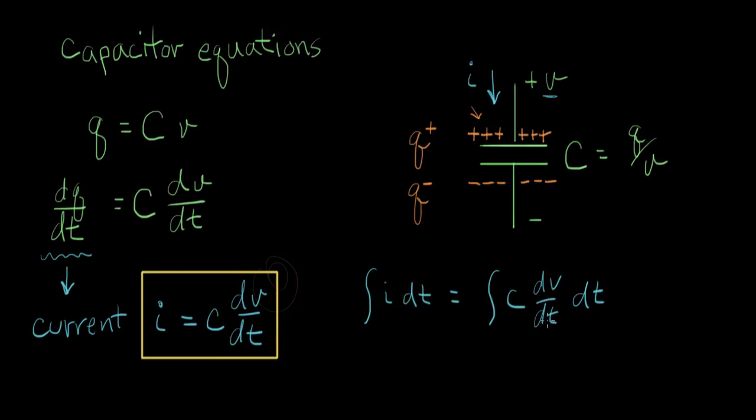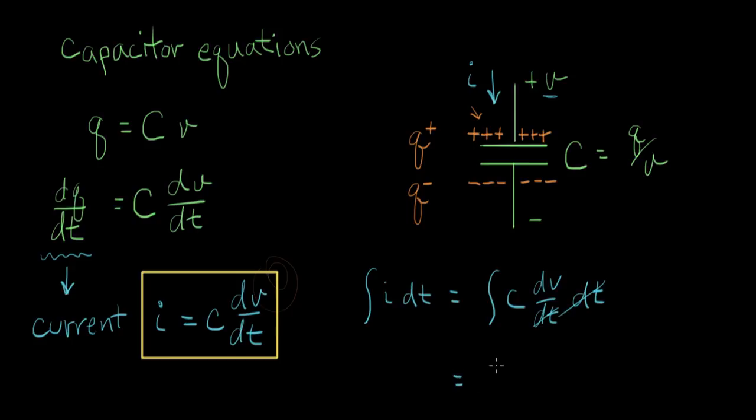And on this side, I have the integral of dV. So this looks like an antiderivative. This is an integral acting like an antiderivative. And what function has a derivative of dV?